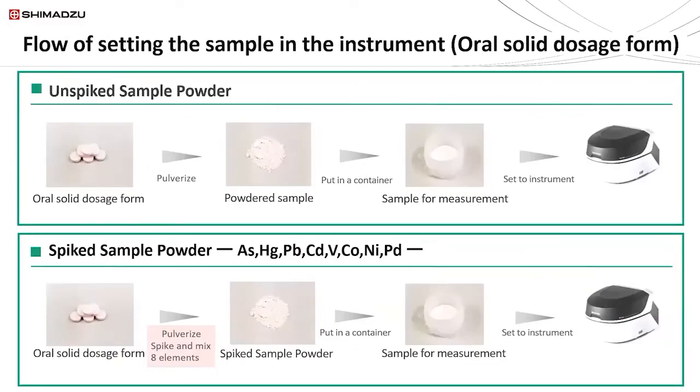So here's an example of a workup for something like a tablet. You pulverize it with a mortar and pestle or a mechanical grinder, for example. That would convert it into a powdered sample. From that point, you can treat it essentially like the previous API powders that I discussed. You can simply put the powder sample into a measurement cup, tap it, and set it in the instrument. And very similar to the standard sample, the cellulose powder, you take the solid dosage form, pulverize it, mix it with 8 spiked elements, put the spiked sample powder into a cup, and set it in the instrument.